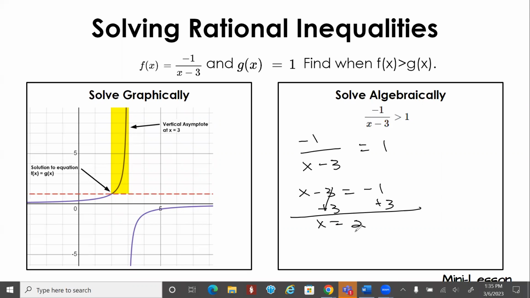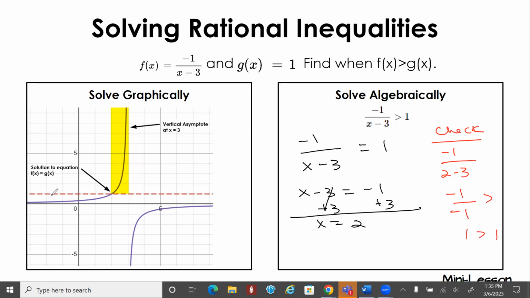Now if I take 2 and I plug it back in, watch what happens. -1 divided by 2 minus 3, which is -1. -1 divided by -1 is what? Now, is that greater than 1? No. It's equal to it, but it's not greater than.